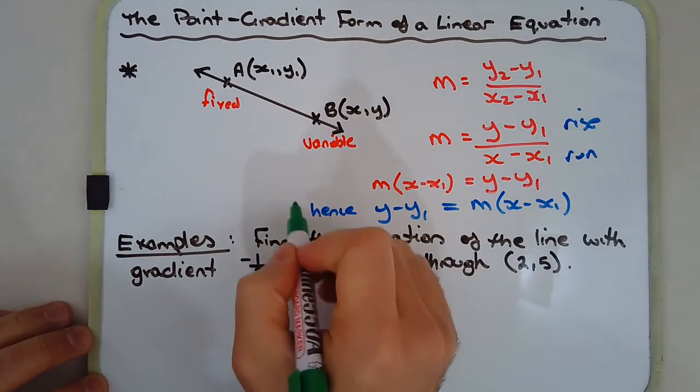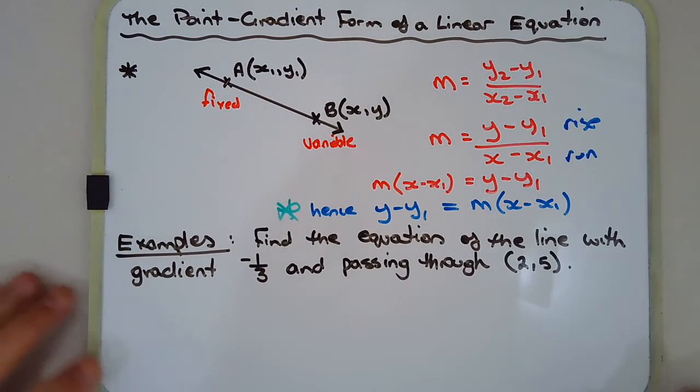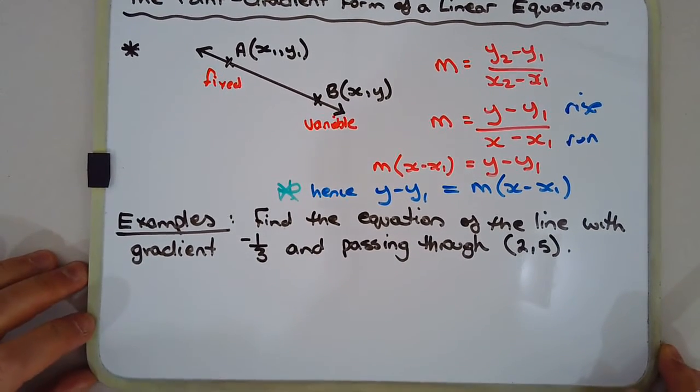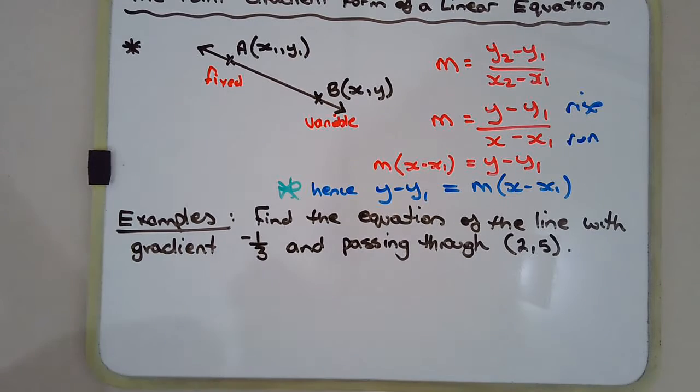Okay, so this is it. This is what it's all about. Think of it as a bit of a shortcut, something that can really help you to find the equation of a line where we don't have the y-intercept, but it passes through another point and we have the gradient of that line. So let's look at some examples.